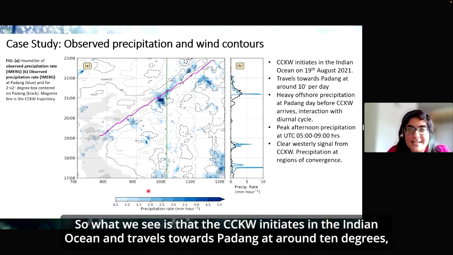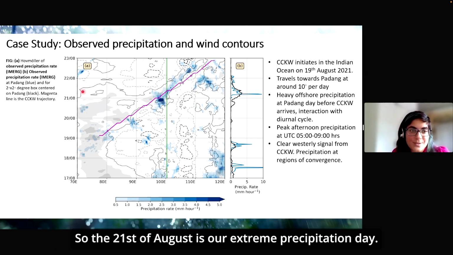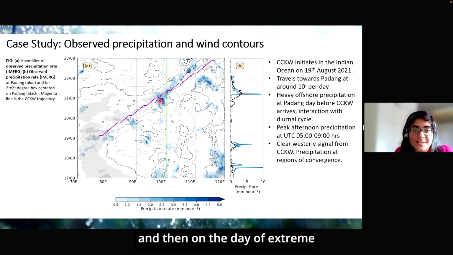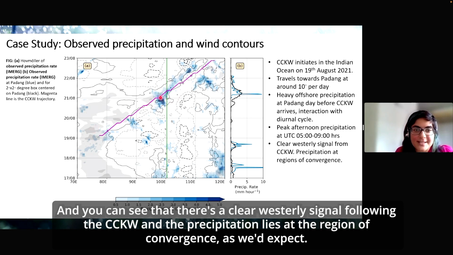What we see is that the CCKW initiates in the Indian Ocean and travels towards Padang around 10 degrees per day, which is a typical speed for a convectively coupled Kelvin wave in the Indian Ocean. The day before the 21st of August, which is our extreme precipitation day, we get this interaction with the diurnal cycle with the CCKW, as we've seen in the composites. And then on the day of extreme precipitation, the peak afternoon precipitation is around UTC 5 to 9, which again is what we found in the composites. You can see that there's a clear westerly signal following the CCKW, and the precipitation lies at the region of convergence, as we'd expect.